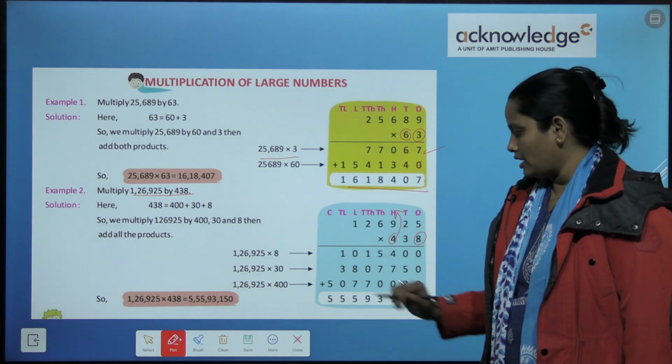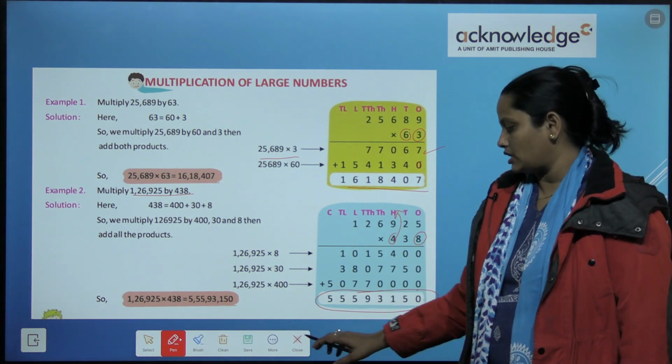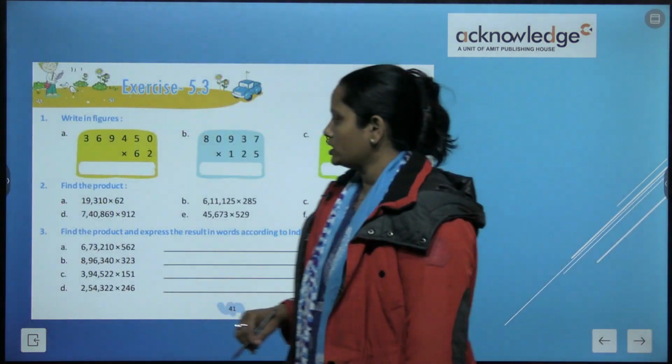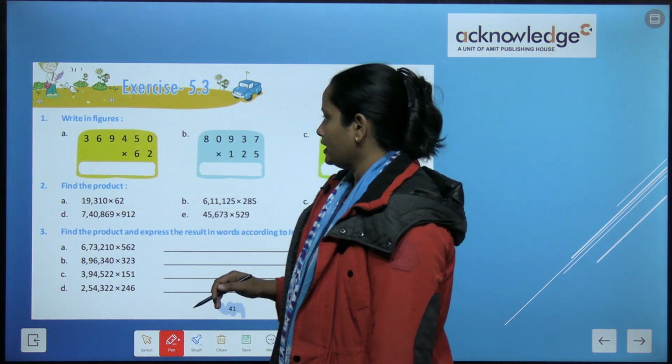Now we will add all three of these. So when we added them, this is the answer that we get. Let's do this exercise 5.3. First we will multiply all of these by 2.